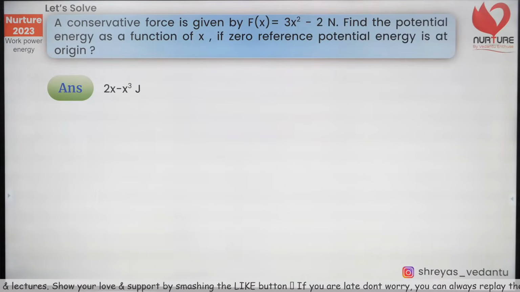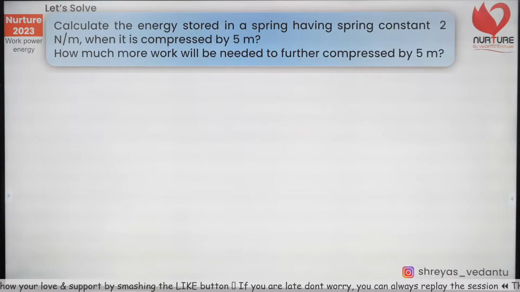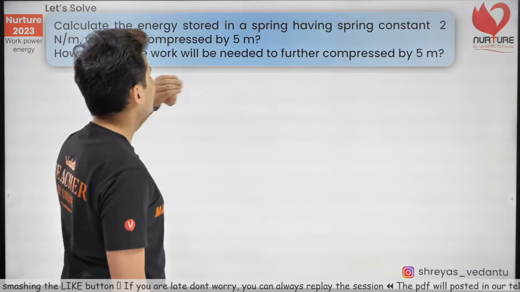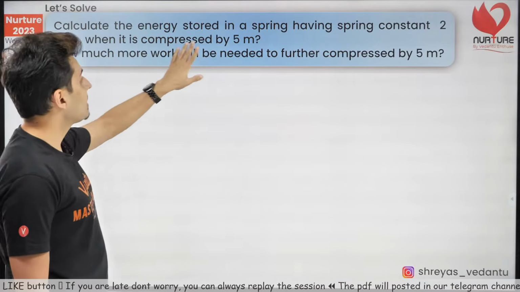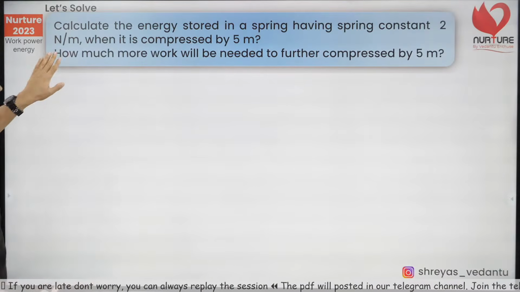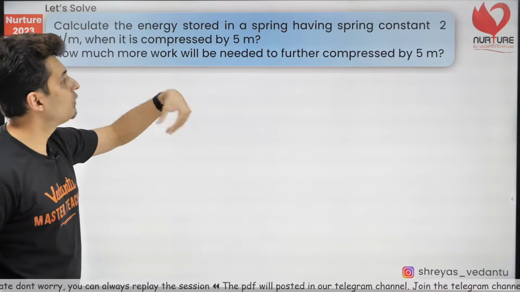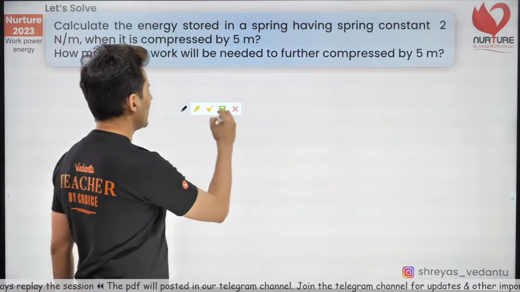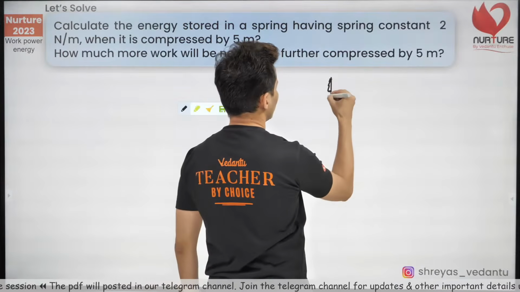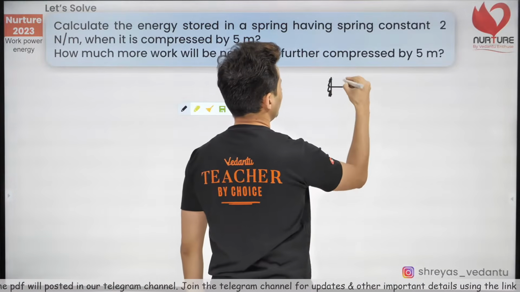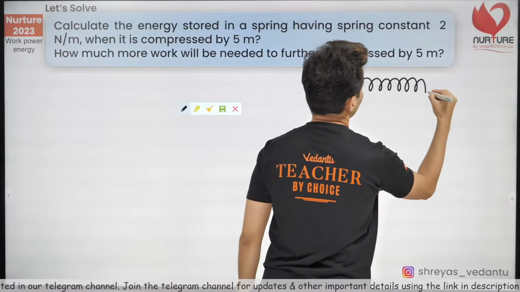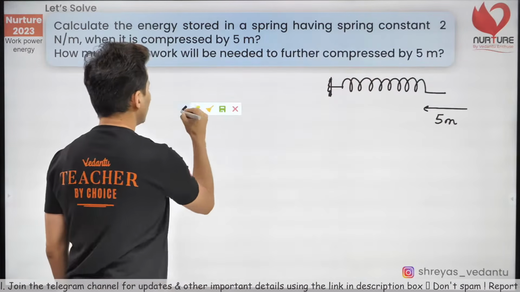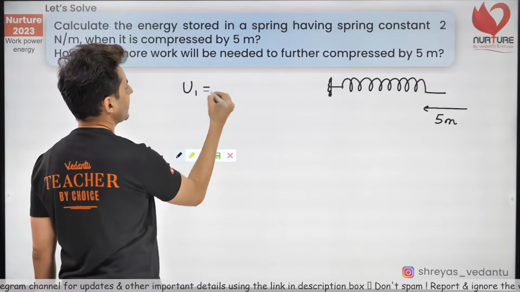Yep, 2x minus x cube, that's the answer. Moving on to the next question coming up on your screen. Calculate the energy stored in a spring which has a spring constant of 2 when it is compressed by 5 meters. How much more work will be needed to further compress it by 5 meters? Let's try to do this. If you have a spring and you have already compressed it by 5 meters, then it already has some energy stored. Let's call it U1.